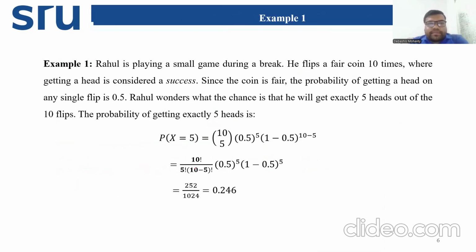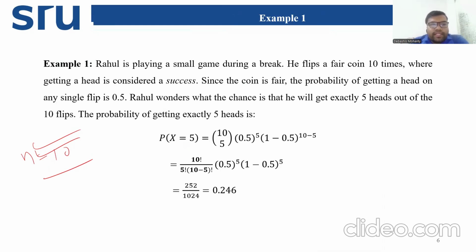Students, next we come to an important example of the binomial distribution. Rahul is playing a small game during the break. He flips a fair coin 10 times. So 10 times means n we can take here as 10. The number of fixed trials is 10 times. Now, getting a head is considered a success.